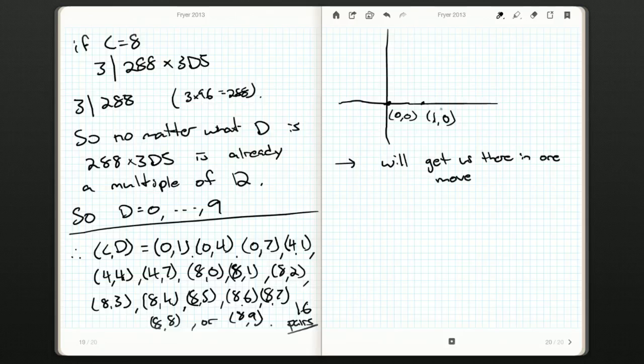So we can get there in exactly one move, only one way. Pretty clear that just moving to the right will get us there, and that's the only way to do it in one move. But what about other moves? What about 2 moves, or 3 moves, or 4 moves?